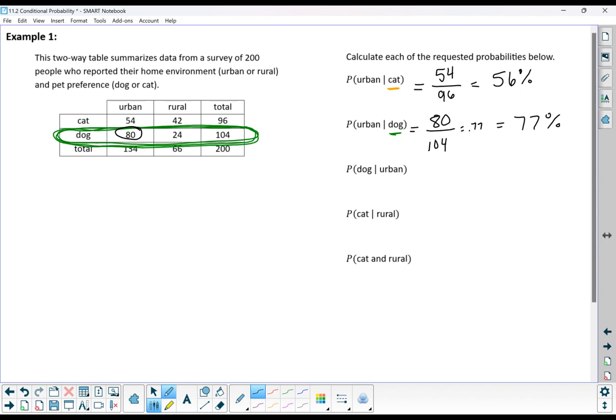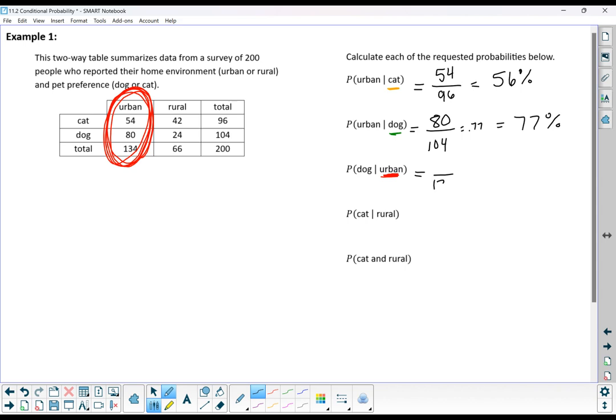Okay, I talked about a second ago that order matters. So you can see we just did the probability that they live in an urban environment given that they prefer dogs, but now we're going to do the reverse of that. What is the probability that they prefer dogs given that they live in an urban environment? So this time we are not limiting ourselves to the group of people who prefer dogs. We are limiting ourselves to the people who live in an urban environment. That's our focus group. That's our condition. We know that they live in an urban environment.